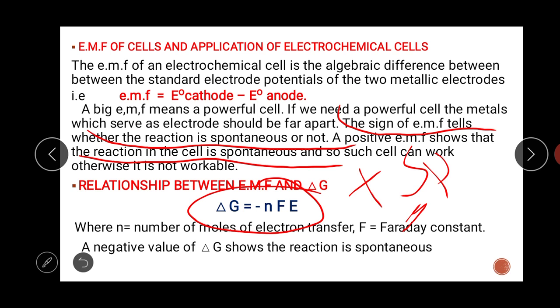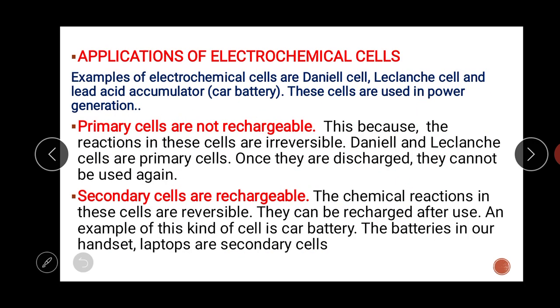So if it is positive, it means the reaction in the cell is spontaneous, and such a cell can work. Otherwise, it is not workable. So whenever it is negative, it means that such a cell is not workable. So that's exactly the application of the electrochemical cell.